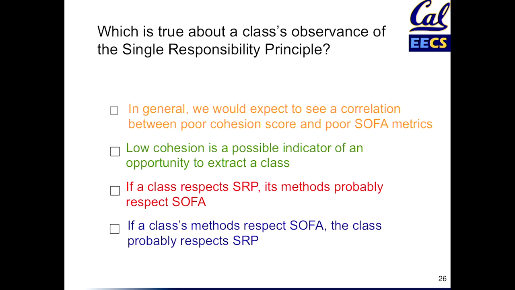So here's a question about the single responsibility principle vis-a-vis the SOFA guidelines that we saw in connection with individual methods. So which of these is true? And again, not a trick question, so exactly one of them is true about a class that properly observes SRP. That in general, we would expect to see a correlation between a poor cohesion score, low cohesion of methods, and poor SOFA metrics, right? So that we would expect those things to track each other. That low cohesion is a possible indicator of an opportunity to extract a class. That if a class is doing a good job respecting SRP, the methods in that class probably also respect SOFA. And conversely, if you have a class whose methods respect SOFA, the class as a whole probably respects SRP. So which is true?